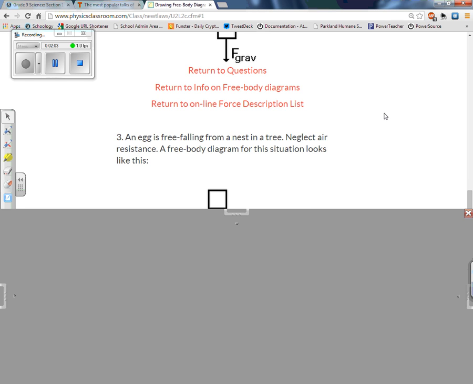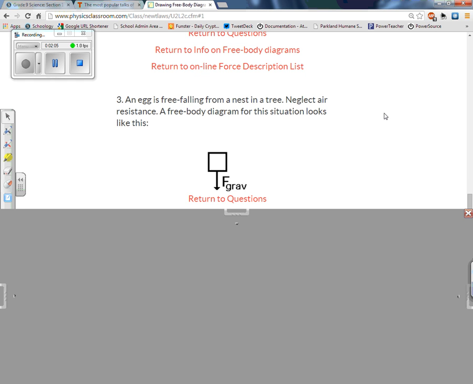An egg is free falling from a nest in a tree. Neglect air resistance. So all there is, is gravity. There is no normal force. All there is, is gravity. It's not on a surface. Is it falling? Okay. It's free falling, yes.